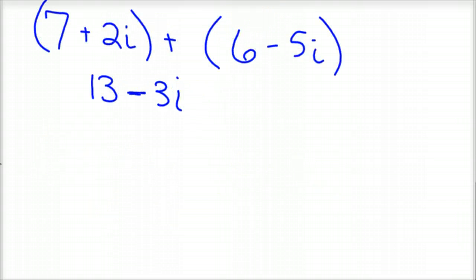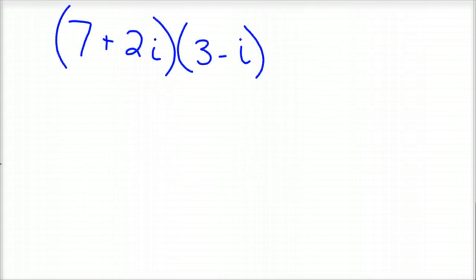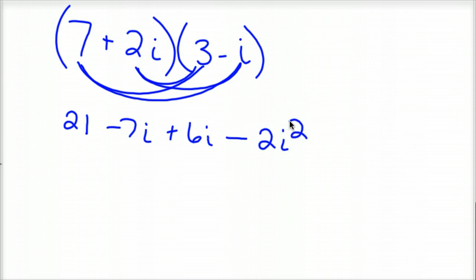You can multiply complex numbers. So let's say you had 7 plus 2i times 3 minus i. We're going to multiply these two complex numbers. In this case, you distribute. 7 times 3 is 21. 7 times -i is -7i. 2i times 3 is plus 6i. 2i times -i is -2i squared. My brain is locking up.